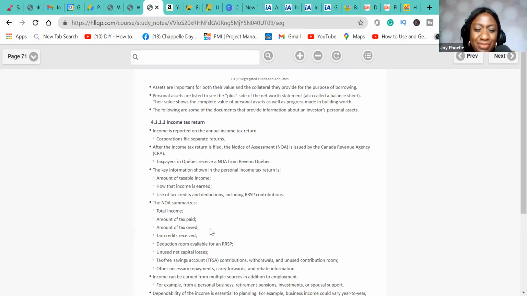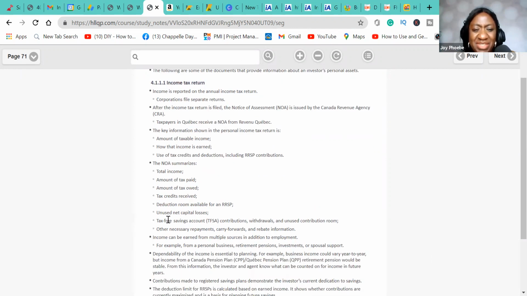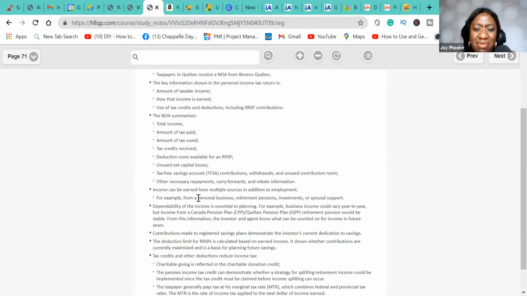Summary of notice of assessment. Income can be earned from multiple sources, so you can ask them if they earn income from other sources.